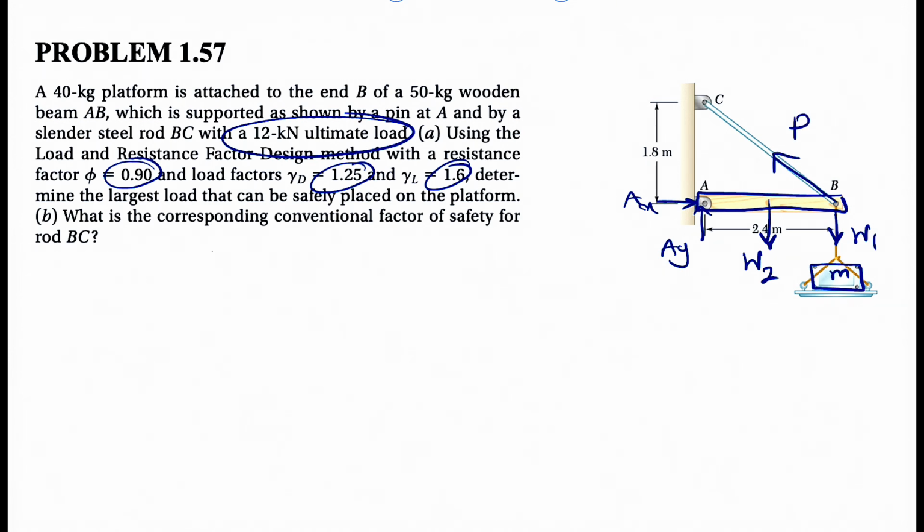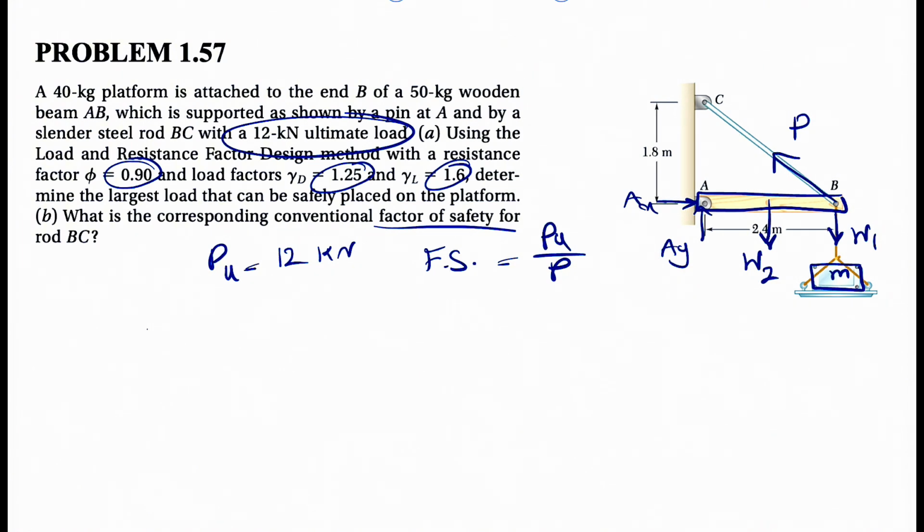So if we call that P, we have the ultimate load. The ultimate load, or PU, is going to be 12 kilonewtons. We're going to use that later to find the factor of safety, which we know is the ultimate load over the P. Okay, let's get back to our free body diagram. We are in equilibrium, so we're going to use our equilibrium equations.